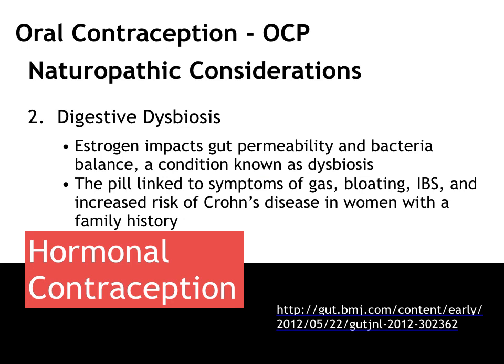Another potential consideration, and there's not a lot of literature on this, but there is some report of this, is potentially influencing digestion and causing more of a dysbiotic picture. So estrogen we know impacts gut permeability and bacterial balance. There is some evidence suggesting that the birth control pill can be linked to symptoms of gas, bloating, IBS, and an increased risk of Crohn's disease in women with a family history of Crohn's. The reference here at the bottom is discussing that literature a little bit more in detail, but could be another thing to keep an eye on with your patient overall.